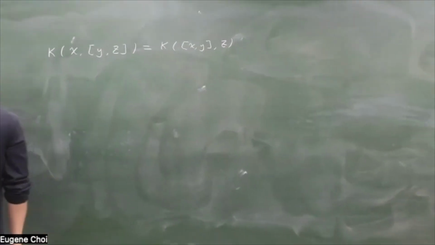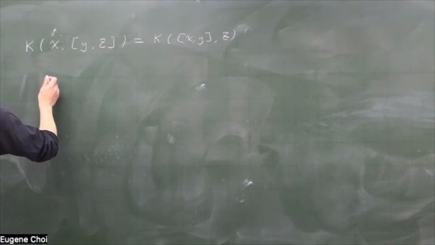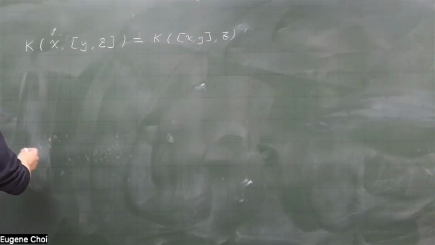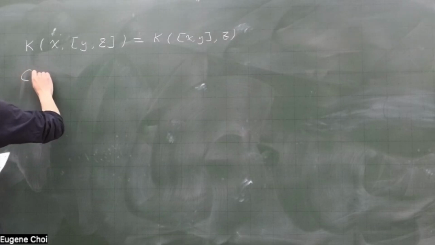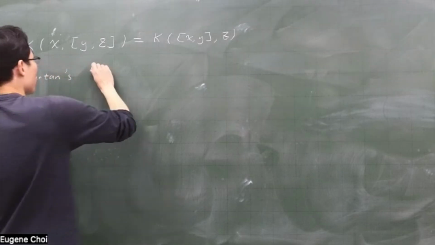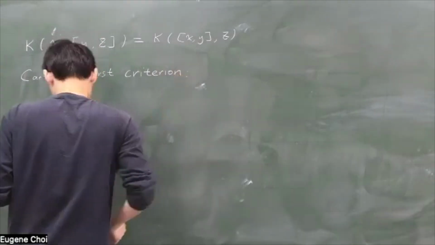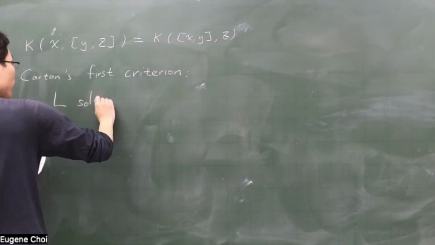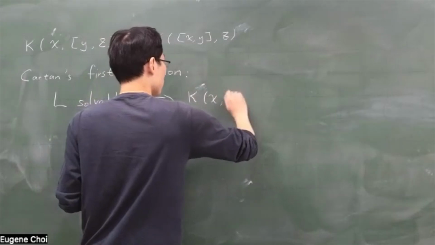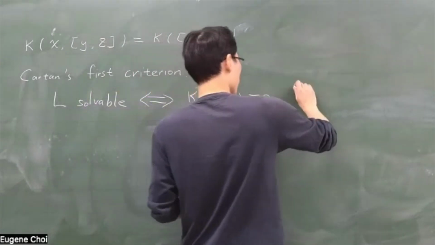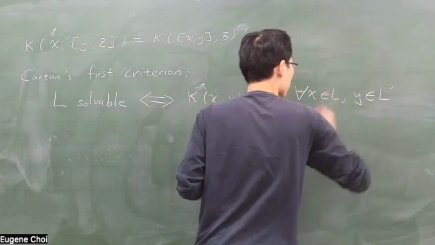z]. And for some special families of algebras, namely the solvable and the semi-simple ones, the Killing form has some special properties. The first one is called Cartan's first criterion, which says L is solvable if and only if the Killing form is zero for any x in the algebra and y in its derived algebra.